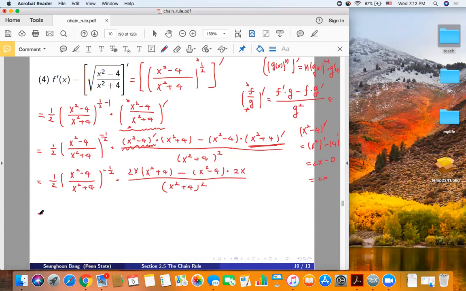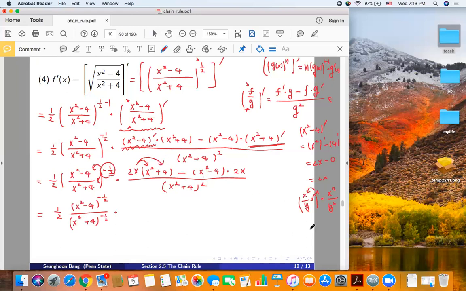The next, this is 1 over 2. Do you know this rule? Like x over y to the power n, n is distributed to the numerator and denominator: x to the power n over y to the power n. The same. You can distribute the power 1/2 to the numerator and denominator. The numerator has x squared minus 4 to the power minus 1/2 over x squared plus 4 to the power minus 1/2 times, let me see, distribute 2x.